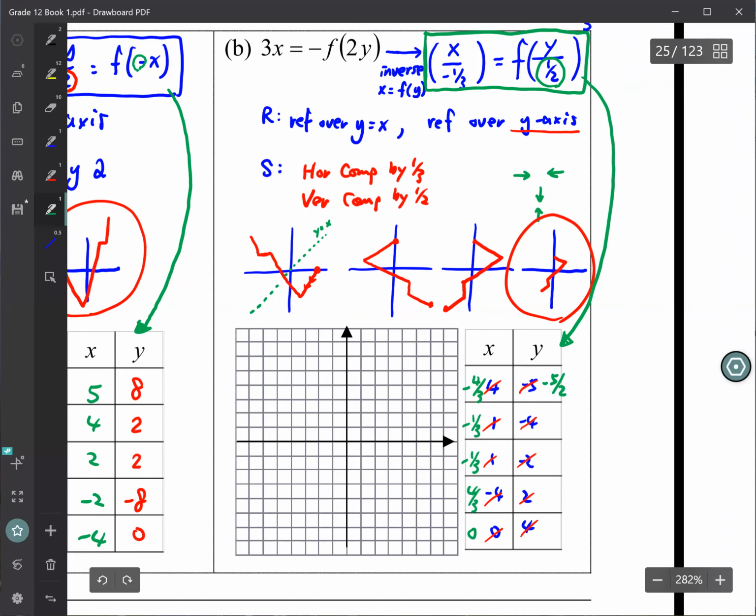Okay, next one, the y values, Tiana. Negative 2, negative 1, 1, and 2. Okay, all right, so please graph it out. Just follow the table, okay? Once you finish the graph, please raise your hand.